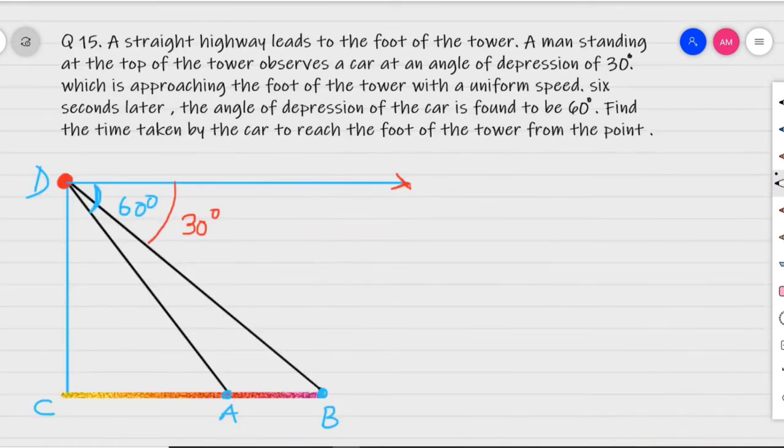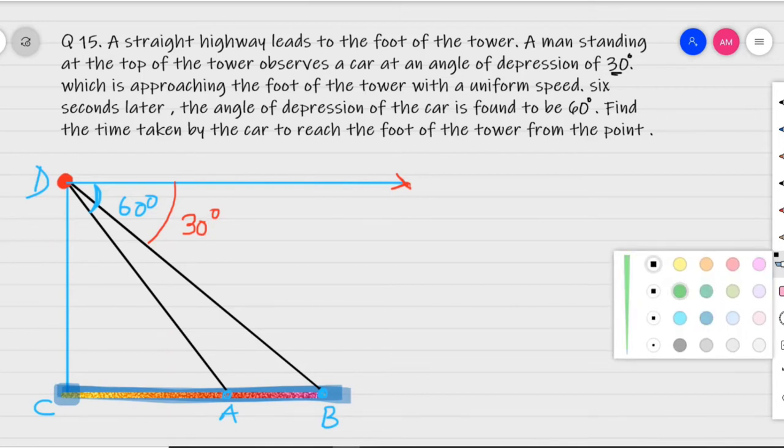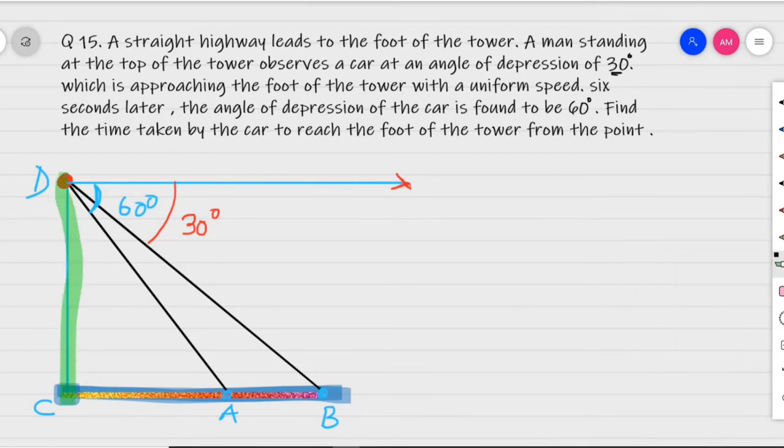Now let us see the next question children. A straight highway leads to the foot of the tower. A man standing at the top of the tower observes a car at an angle of depression of 30 degrees. First of all, try to understand a straight highway leads to the foot of the tower. Now see, this is the highway. BC is your highway and it is leading to the foot of the tower. Here C is the foot of the tower and this CD is your tower.